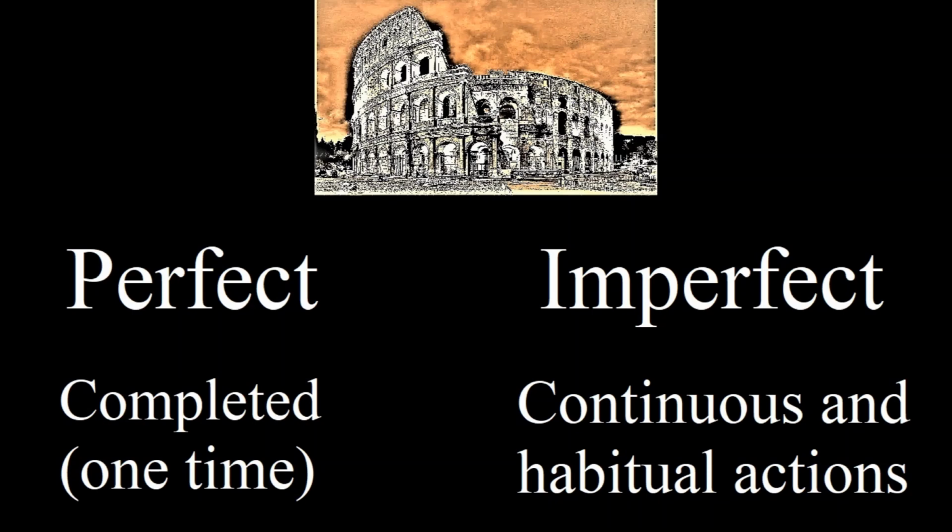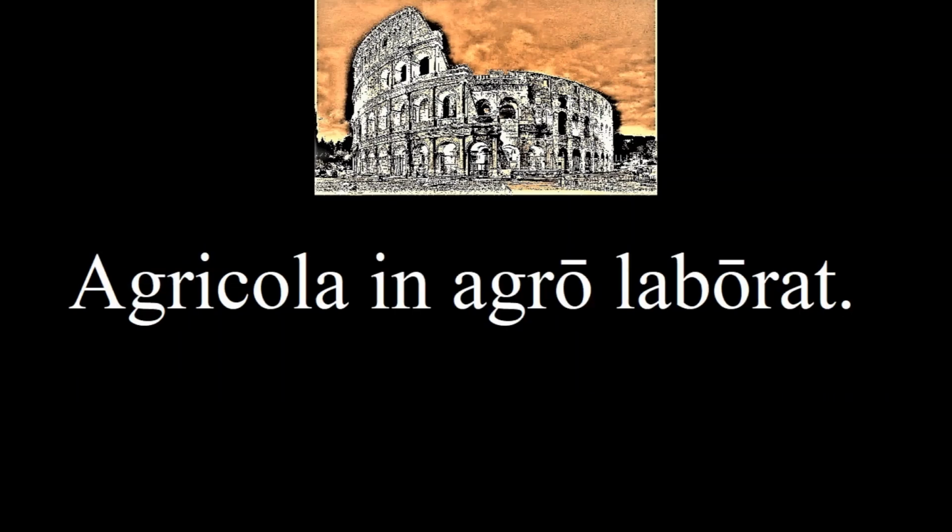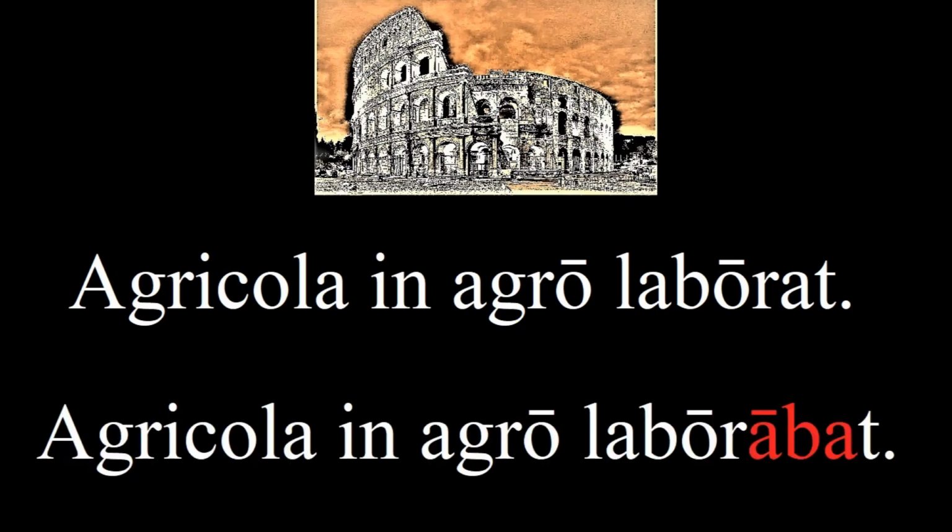Do you remember how to say, the farmer works in the field? Agricola in agro laborat. Now here's the past tense. Agricola in agro laborabat. To form the imperfect past tense, we slip a BA in front of the T and lengthen the A before the BA. So laborat becomes laborabat.